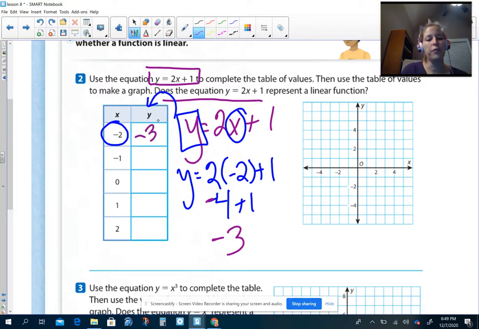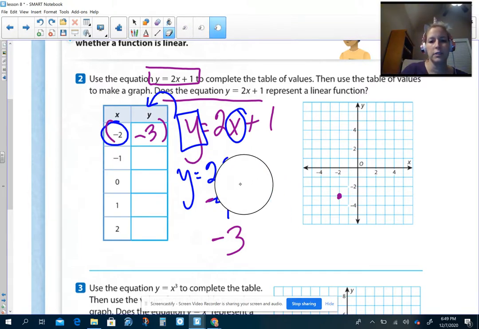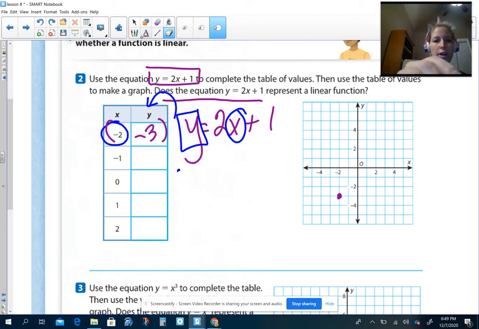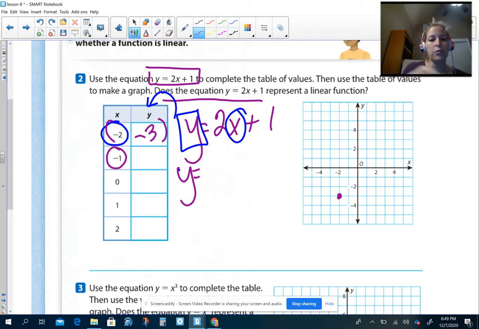So our first point that we're going to graph is -2 is x. So I'm going to go to -2, and -3 is y. So there's my first point. Okay. Now I want you to try the next one. We're going to plug in a -1 this time. Pause my video and go ahead and work -1. Go.